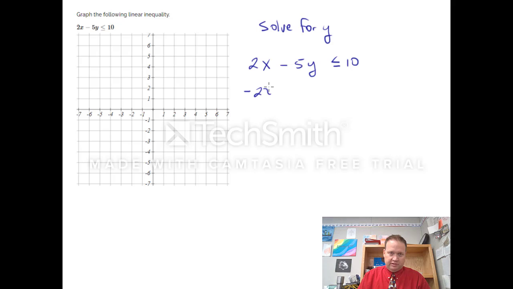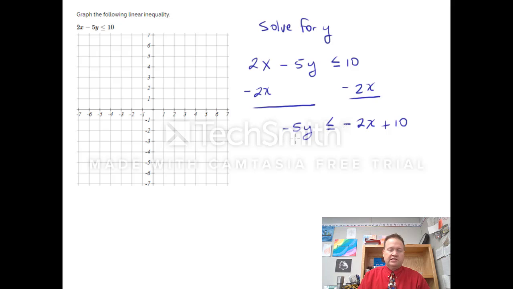The first thing we want to do is take away 2x, and because I want to keep things in slope-intercept form, I'm going to have a negative 5y on the left side, and then less than or equal to, I'm going to put the x next, negative 2x, and then that's a plus 10.